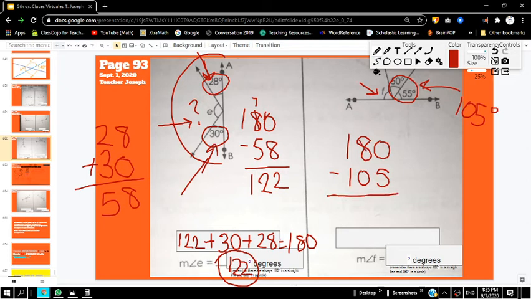Okay, 0 minus 5, we can't do, so jump over to my tens column, 7, and 10. Okay, so that's 75. If I wanted to do it a little bit different, I could also do it like this, 180 minus 50 minus 55.